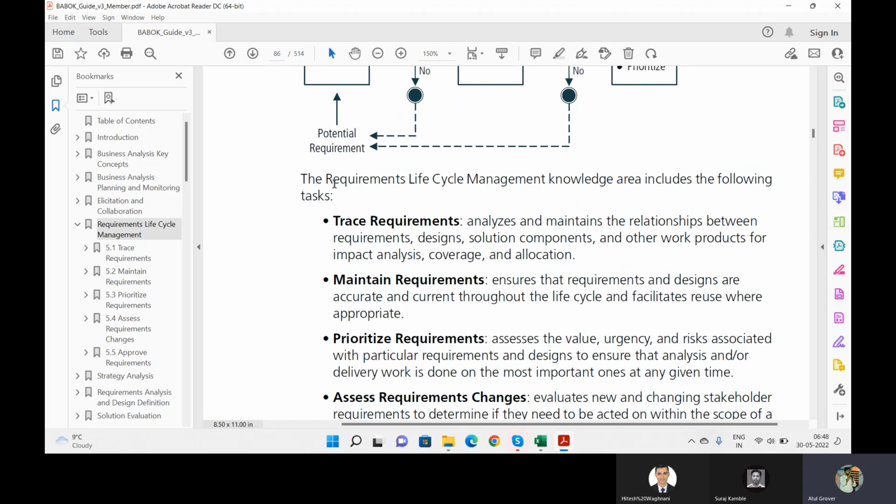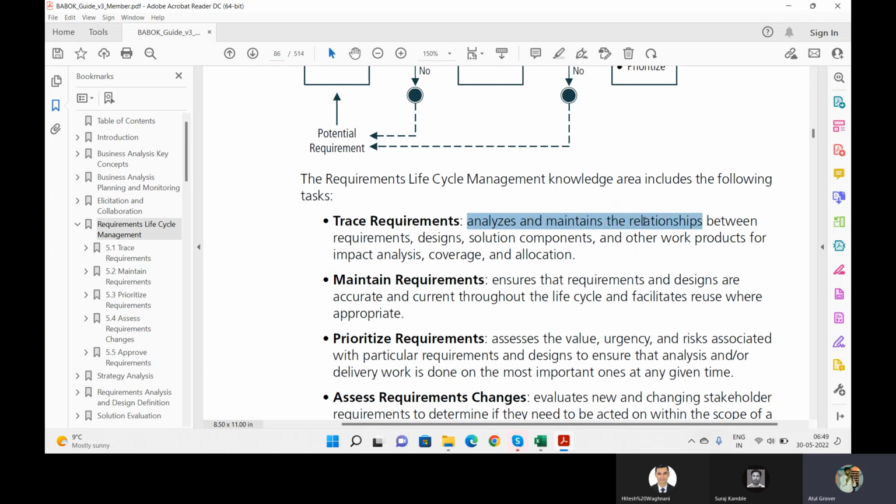The requirement lifecycle management includes the following tasks. Number 1, tracing the requirement, that is, what am I doing, how many requirements do I have. If you remember, there's a concept called the traceability matrix, in chapter number 2 or 3, I guess. What it says: trace requirements, analyze and maintain the relationship between the requirement, design, solution, and other work products. Trace means you only have to check what is going on with it, where it stands, how much is done. You don't need to see how it was done. You just worry about these relationships: what the requirement is, what its design is, what its solution components are, and what its other products are.